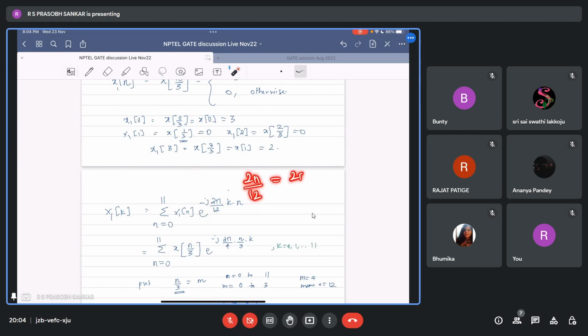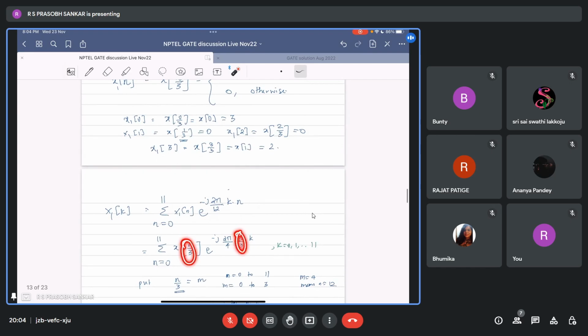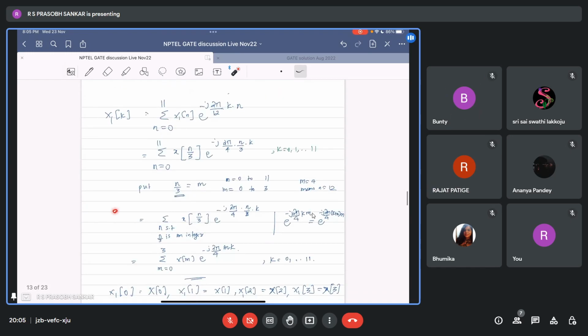This 2 pi by 12, I wrote as 2 pi by 4 into 3. That is the same, 12 is 4 into 3. So here, this 4 into 3, I have just written as n by 3, so that both of these are n by 3. That's it. I did not do any substitution there. Okay. Next.